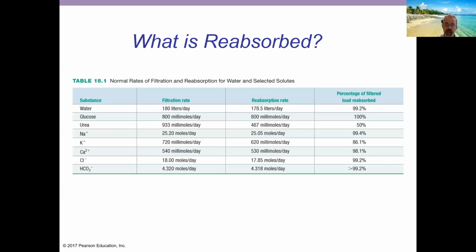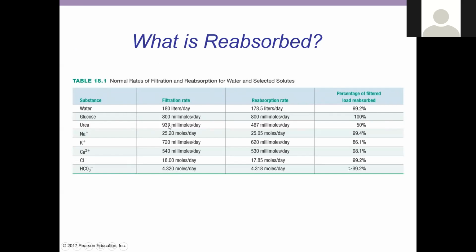All right. So what is reabsorbed and what is not reabsorbed? This is a small table. If we take a look at many of these substances, starting off with water, we take a look at what the filtration rate of water is, what the reabsorption rate is, and what the percent that's reabsorbed.